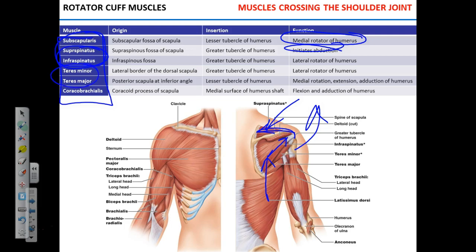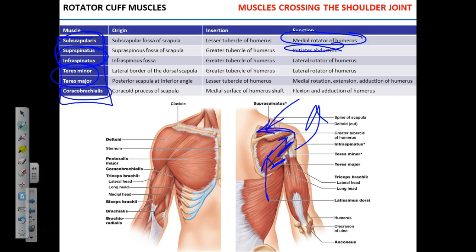Teres major and minor. So this is the teres major, this is the teres minor. Teres minor plays the main role in the lateral rotation. Teres major is the main adductor of the arm. Does that make sense?